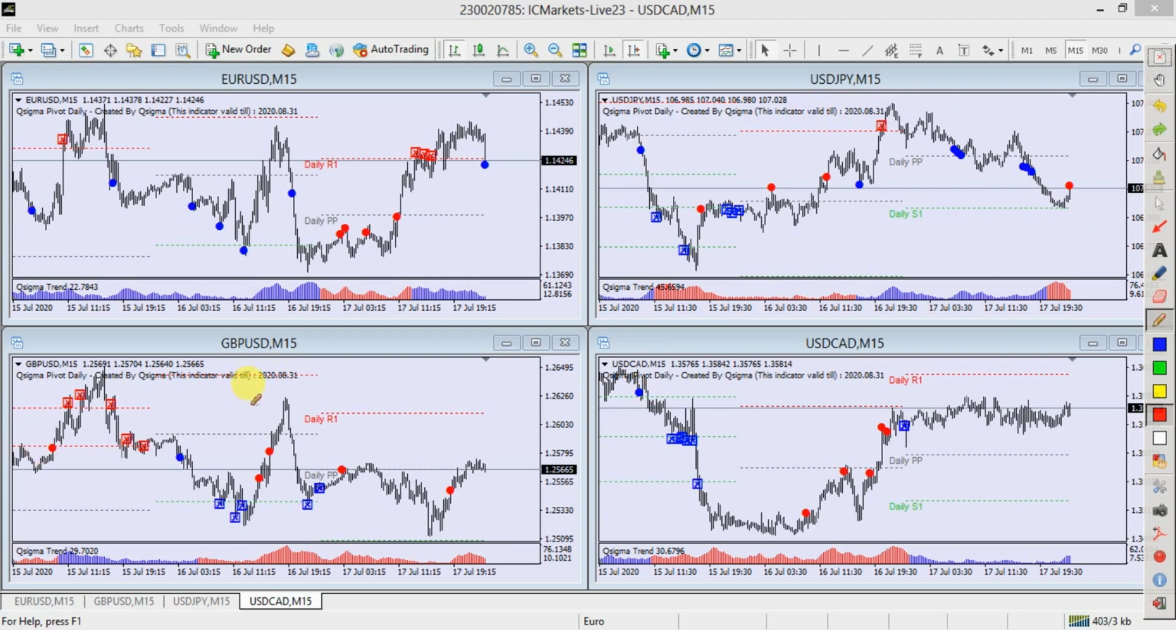One is wait for the price to reach R1 or S1 or R2 or S2, then exit. Or else you can exit when the system asks you to exit. I personally prefer to exit when the system asks me to exit. It is easy for me because it also comes by an alert. And the next important thing is the placement of stop loss. We are placing our stop loss at 30 pips.